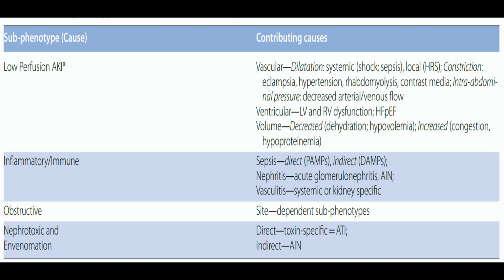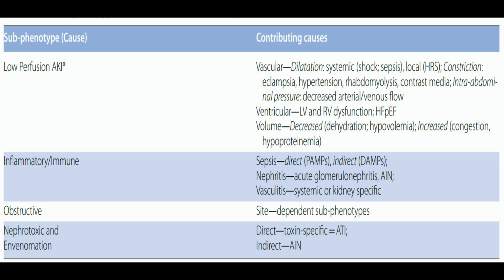Vascular issues can arise from systemic conditions like shock and sepsis, or local ones like hepatorenal syndrome, hours. Vasoconstriction can be due to eclampsia, hypertension, and even rhabdomyolysis, while contrast media may also play a role. Then there's intra-abdominal pressure leading to decreased blood flow. Ventricular dysfunction involves both left and right sides of the heart, including conditions like heart failure with preserved ejection fraction, known as HFpEF. Volume changes can be decreased due to dehydration or hypovolemia, or increased due to congestion and hypoproteinemia.